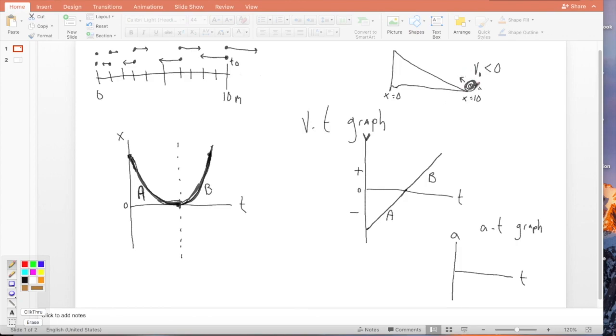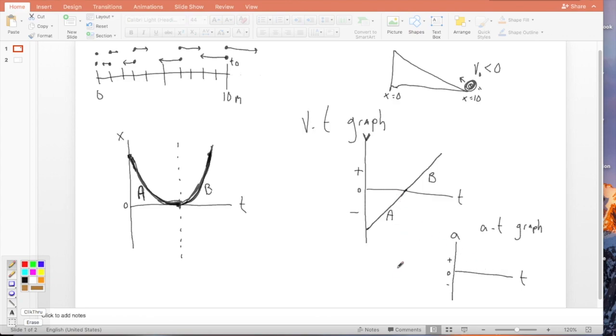But think about it. This object is moving up above the Earth's surface, coming back down. Its acceleration should always be the same because what is accelerating it? Gravity, pulling it back to the Earth. So its acceleration will always be the same. So I should have a flat line for acceleration. In fact, for the purposes of this course, your acceleration is either going to be a straight line across or 0 if there is no acceleration.